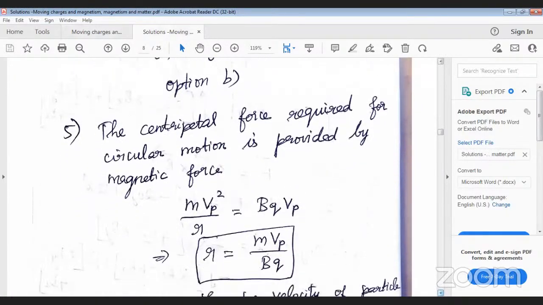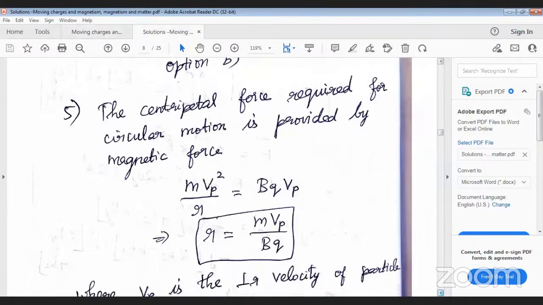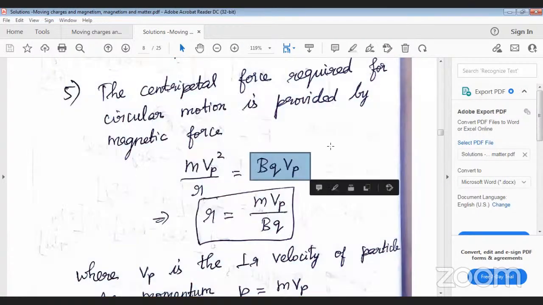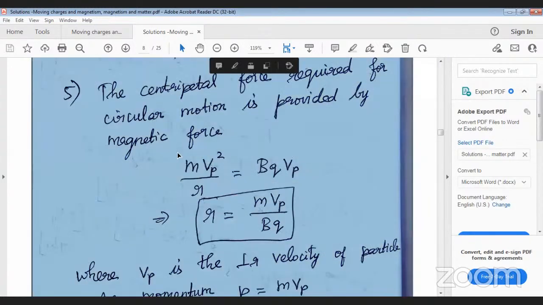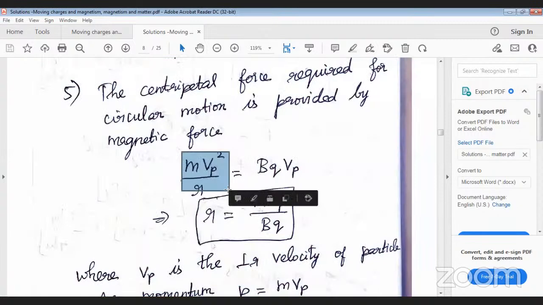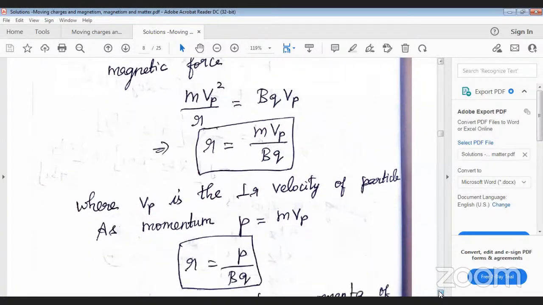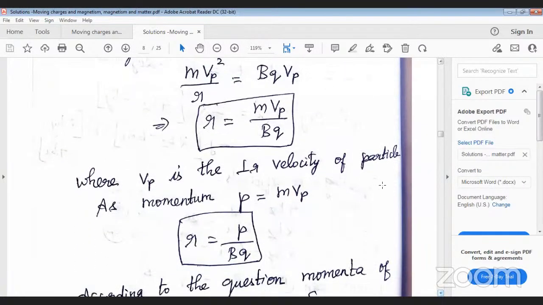Here, since they are entering perpendicular, it will be in circular motion. Since they are in circular motion, the centripetal force is provided by the magnetic Lorentz force, BQV. The magnetic Lorentz force is BQV, the centripetal force is m v_p squared by R. And that will give you R equal to m v_p by BQ. Here v_p is the perpendicular velocity of the particle.